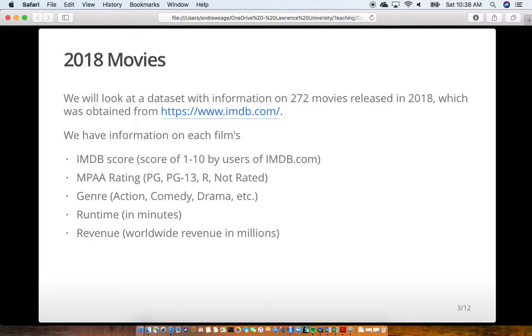The genre of the movie, was it an action movie, a comedy, a drama? The film's runtime in minutes, and the total revenue generated worldwide by the movie.